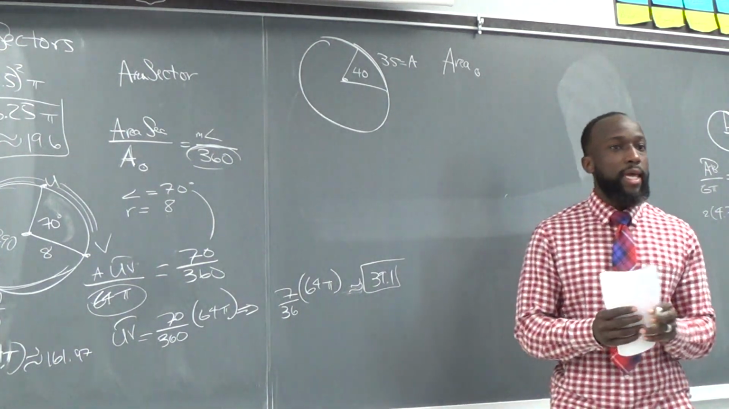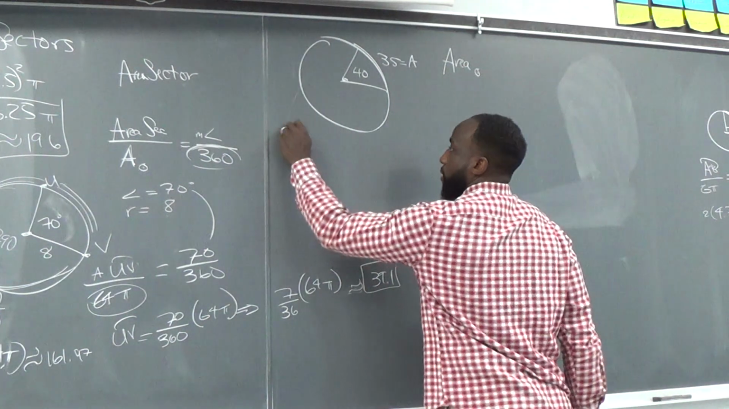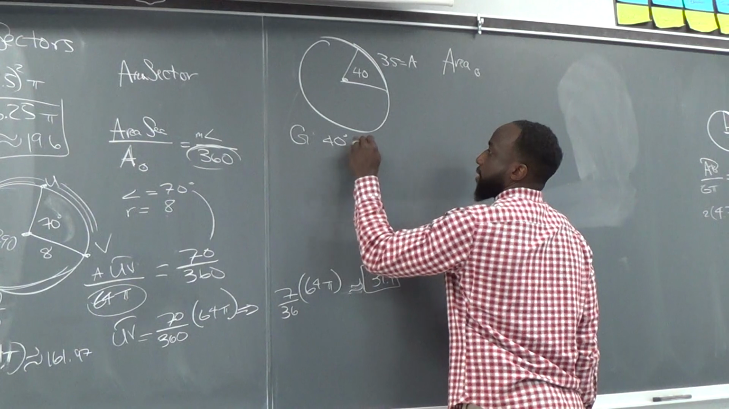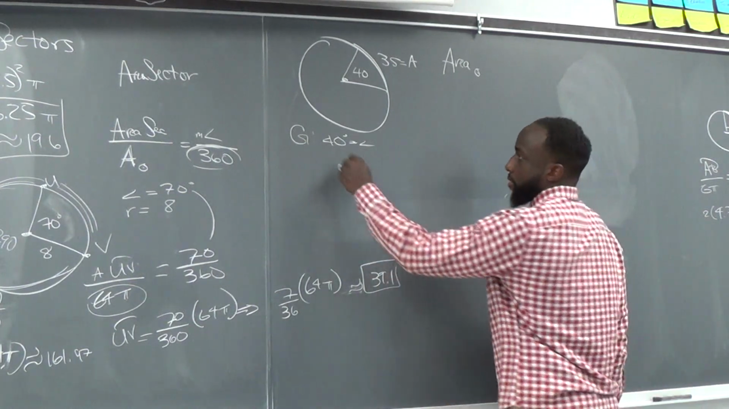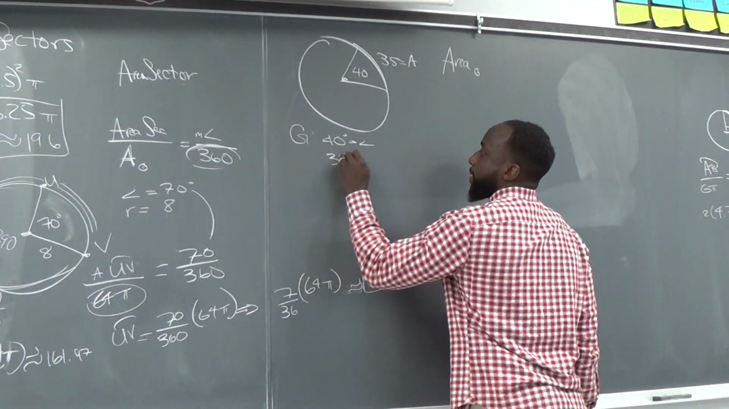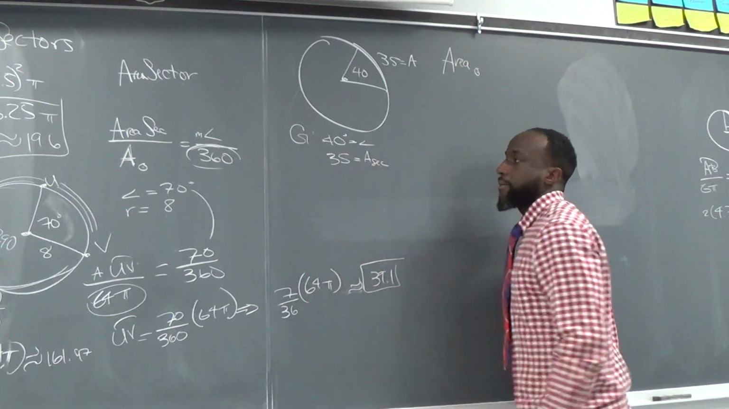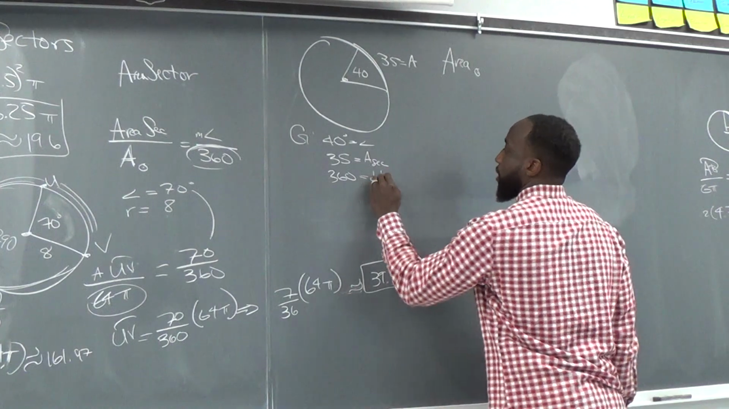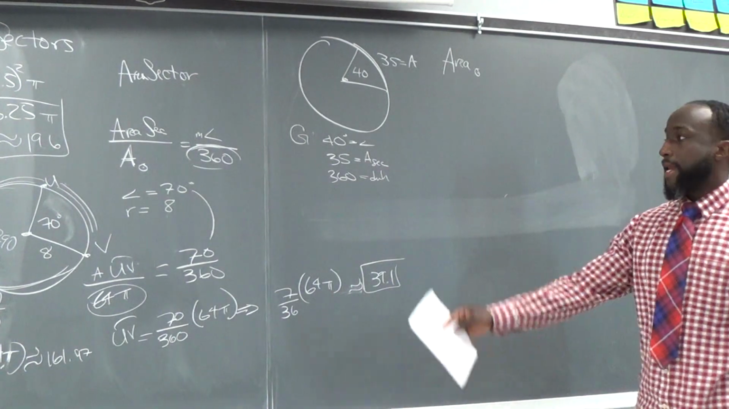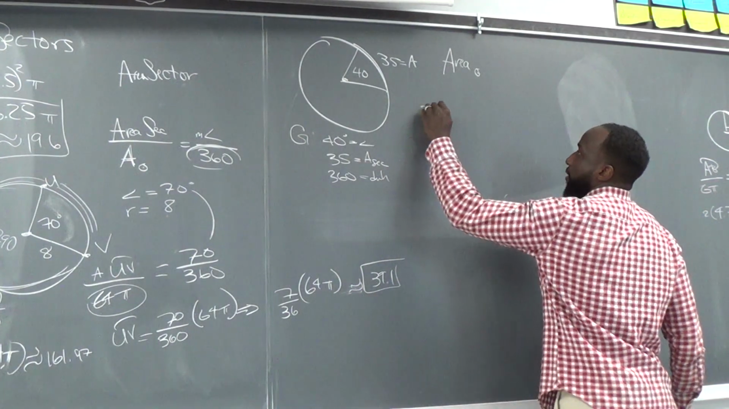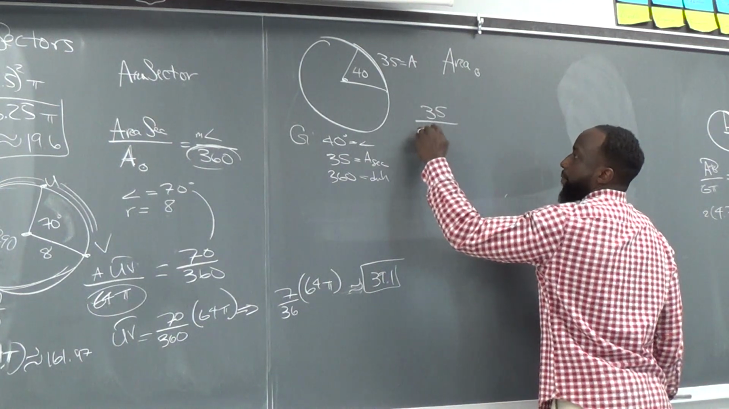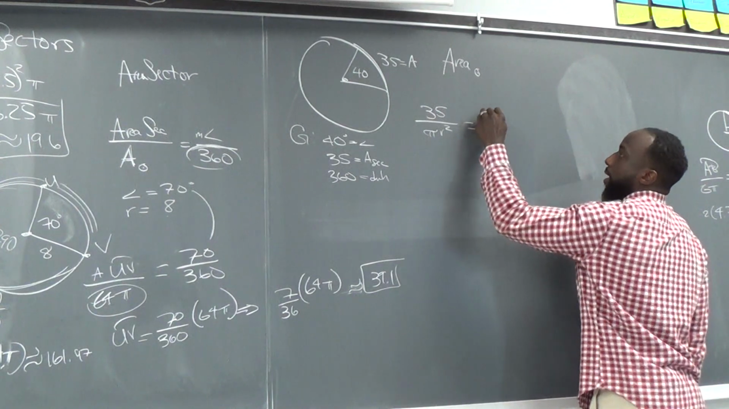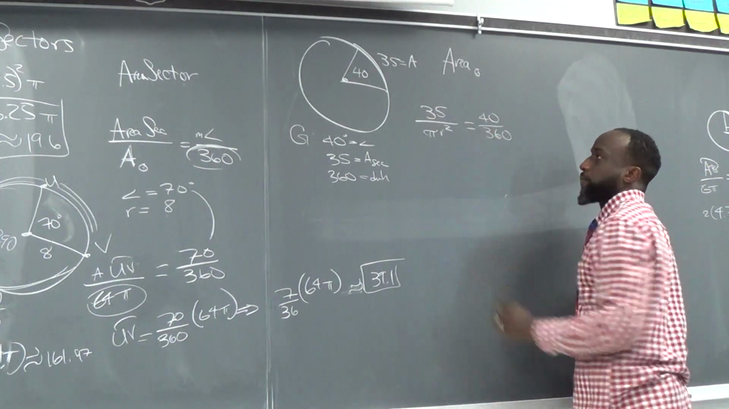So again, what are our givens? 40 degrees, that's the angle. 35 is the area of the sector. And then of course we have the 360. So let's next set our proportion. We have 35 over pi r squared equals 40 over 360.